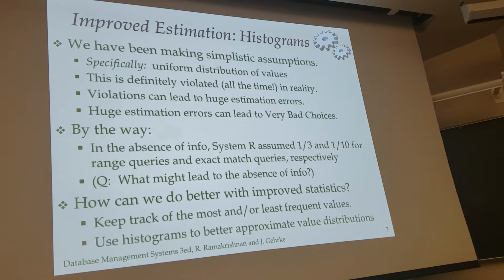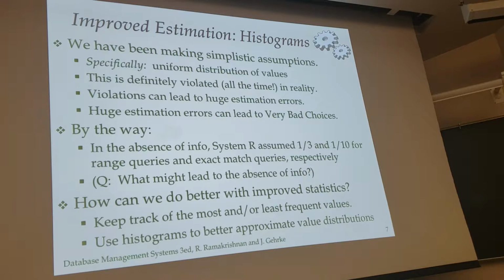I mean, you can throw up your hands and say, I'm not going to optimize this query, give me statistics. That's not a really good answer. 1/3 and 1/10 work semi-decently at the time, okay? But what can be done to get rid of this uniformity assumption in a reasonable way, in a way that isn't ridiculously expensive?